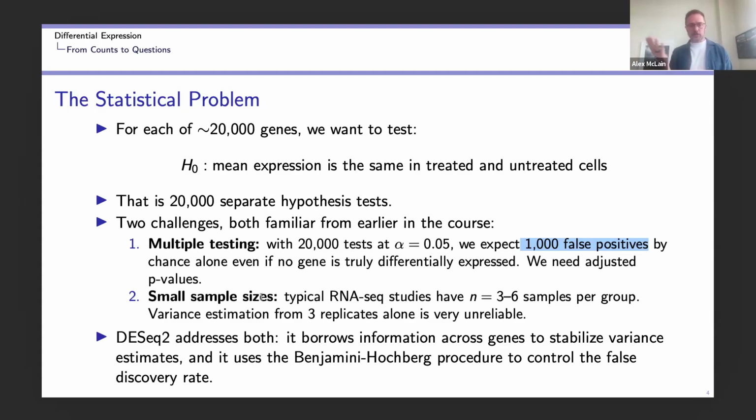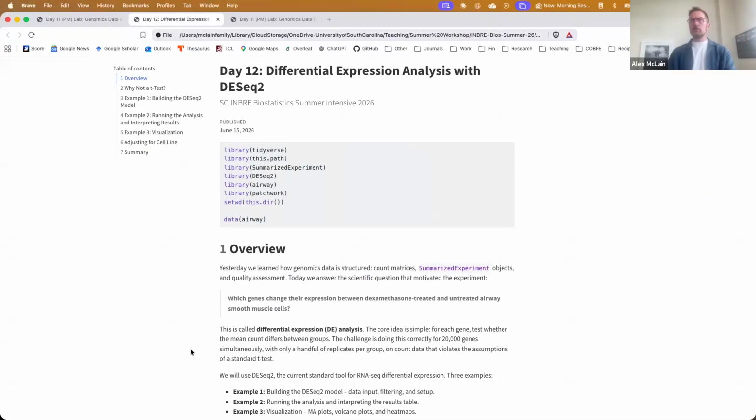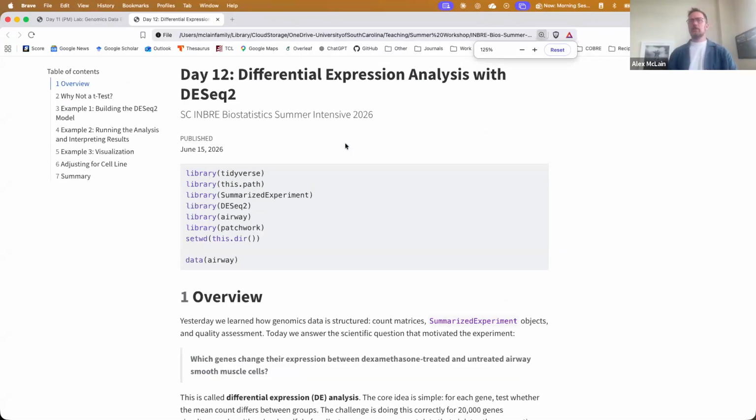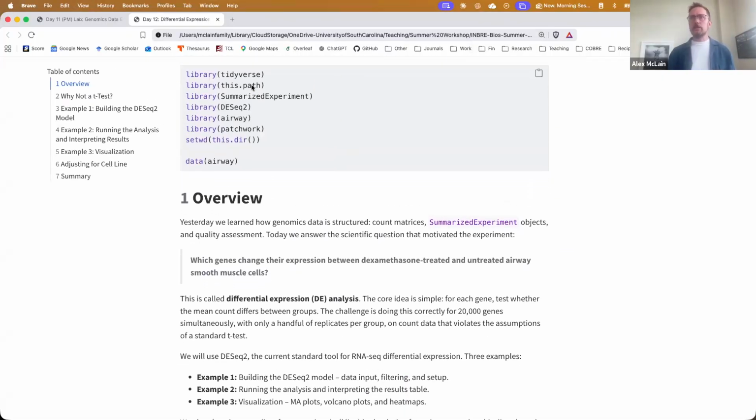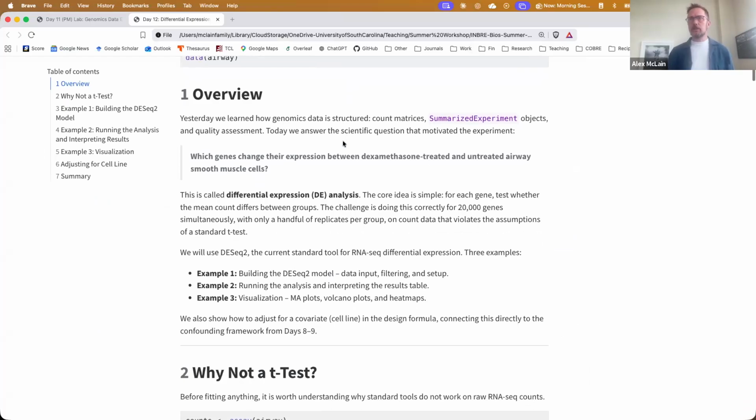The DESeq2 function that we use is going to address both of these issues, stabilizing the variance estimates across all the analysis that we run, and use something called the Benjamini-Hochberg procedure to control the false discovery rate. So let's go to the file for today. Make this a little larger. Load in all the packages that we need.